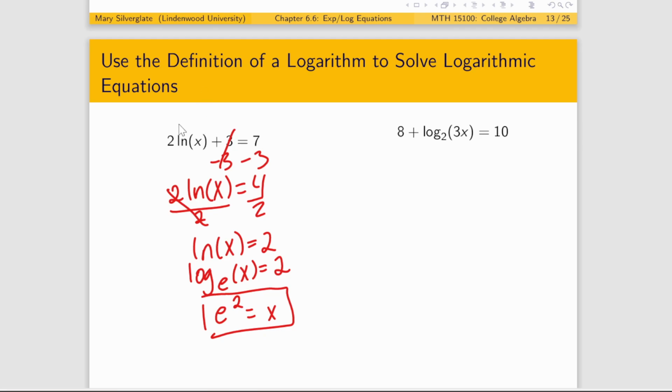Now with logs, you do actually have to double check that your answer works with the domain at the end. So in particular here, what types of numbers am I allowed to plug into this log? X has to be strictly bigger than 0. And is e squared bigger than 0? It is. E squared is approximately 2.7 squared, and that's still a positive number. Go ahead and try this next one yourself, and don't forget to check your answer with the domain of a log at the end.